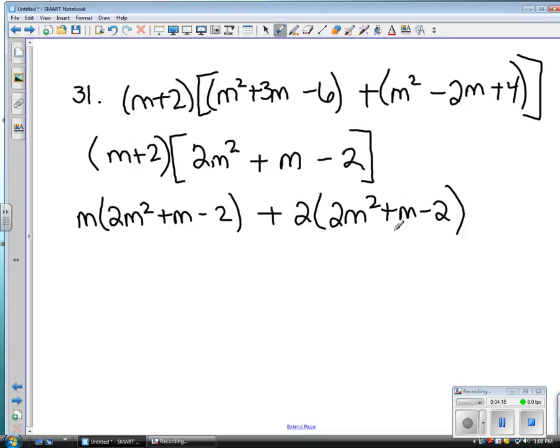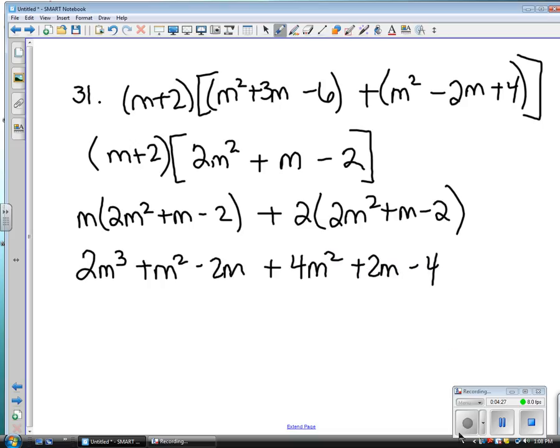So I did the expanded form here. Now go through and multiply. So 2m cubed plus m squared minus 2m plus 4m squared plus 2m minus 4. Then add the things that are alike. So 2m cubed plus m squared plus 4m squared is a total of 5m squared. Negative 2m and positive 2m cancel off, so then I have a minus 4.